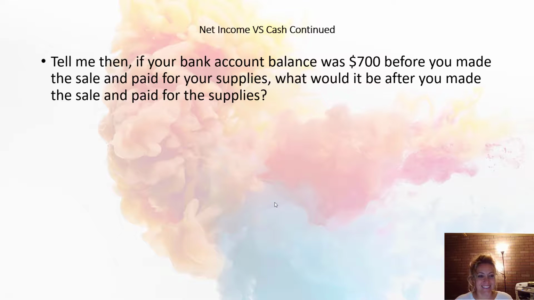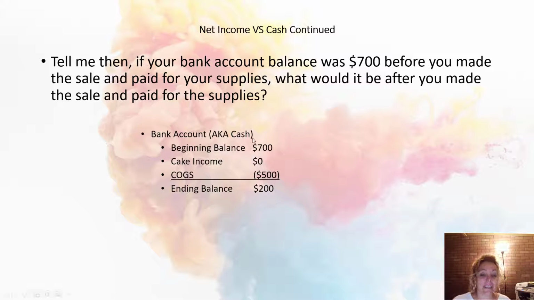Just kidding. So basically, you started with $700. You made that sale, you sold the cake for $2,000, but remember, you gave them 15 days to pay, so you didn't actually collect any cash in your bank, but you did pay $500 today. So your bank account balance is $200. Your cash is $200. Does that make sense? I hope.